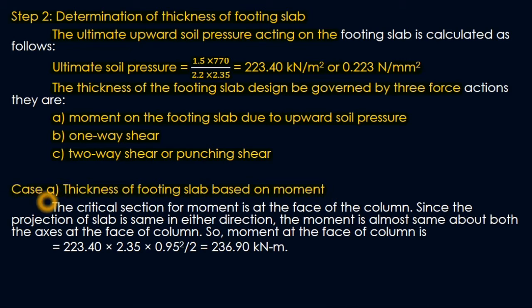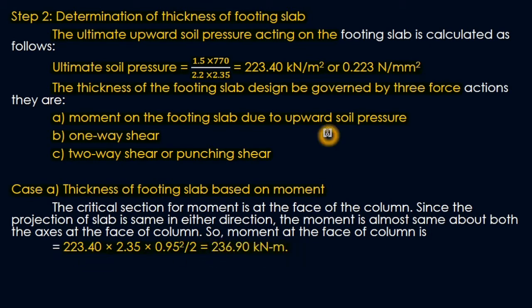The critical section for moment is at the face of the column. Since the projections from the column are the same in either direction, the moment is almost the same about both axes at the face of the column. The moment at the face of the column is 223.40 into 2.35 into 0.95 by 2, and the answer is 236.90 kilonewton meter.